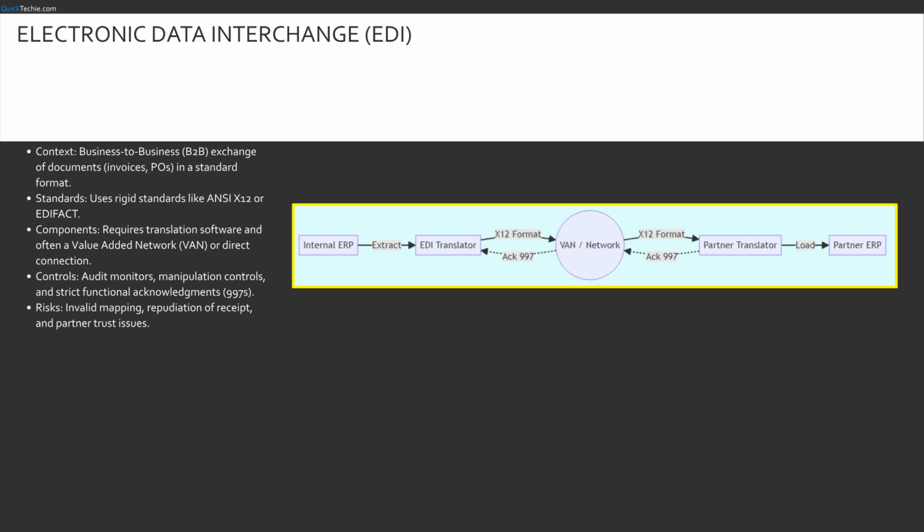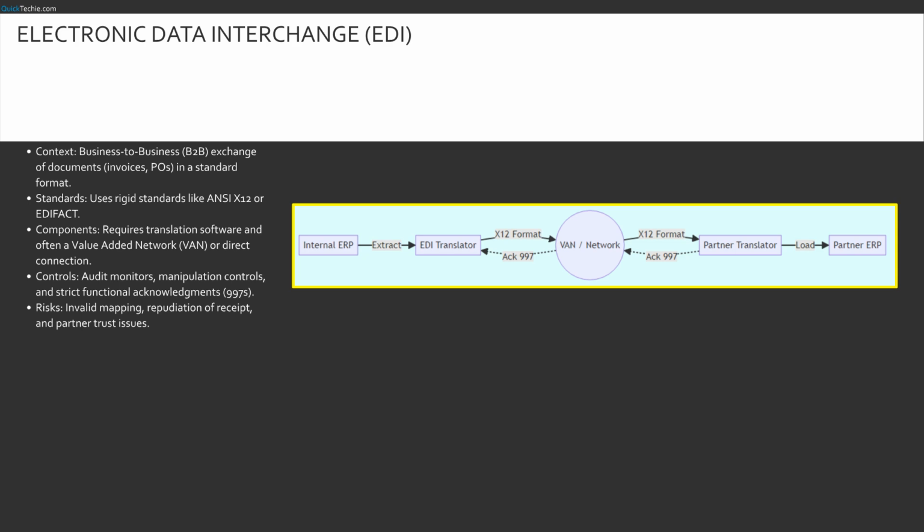Key controls here include functional acknowledgements, essentially a digital receipt that says, I got your order and I can read it. We also use value-added networks, VANs, which act as secure post offices. Auditors must verify that manipulation controls prevent data from being altered before it is wrapped in the EDI envelope.